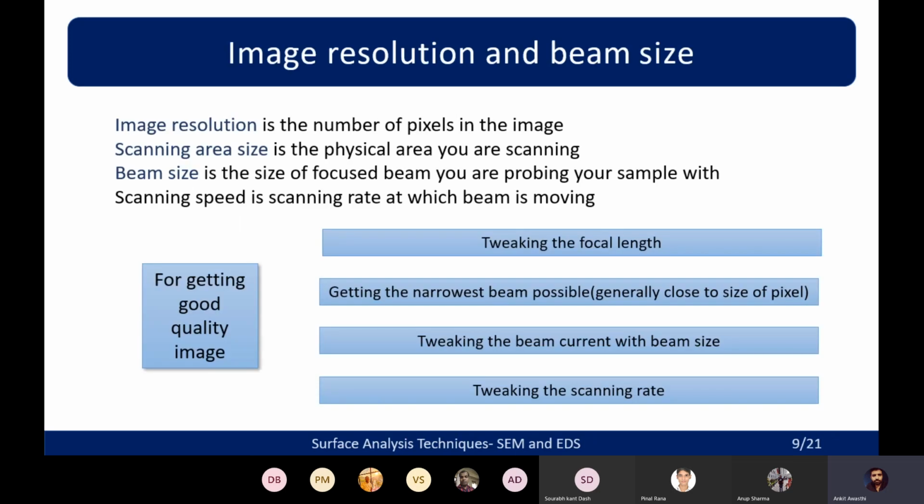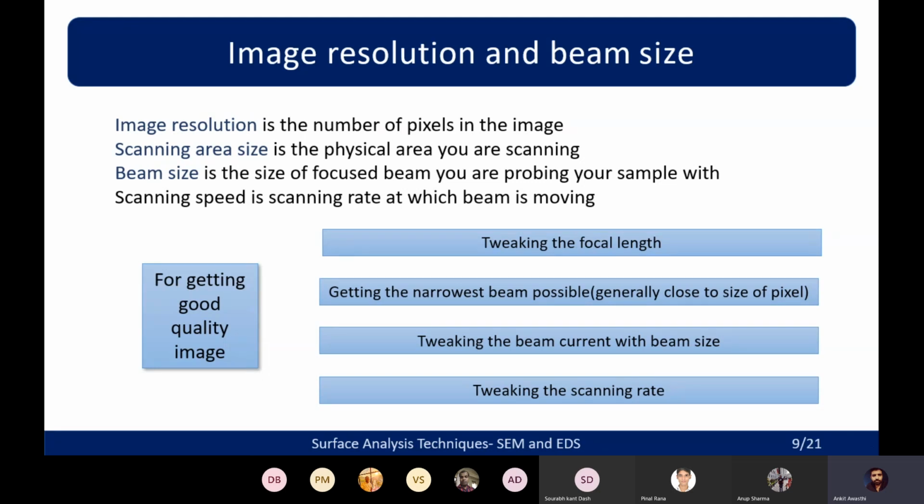Another thing is the beam resolution or the beam size. As we have already studied in the laser course, it's very important to have a beam focus. The beam should be highly focused. All these things are linked to each other: image resolution, beam size, scanning area size. So for getting a good quality image, it is very important to control all of these. Say if we decrease the beam spot diameter, then we are able to get a very good image with high resolution, and the quality is also very good.